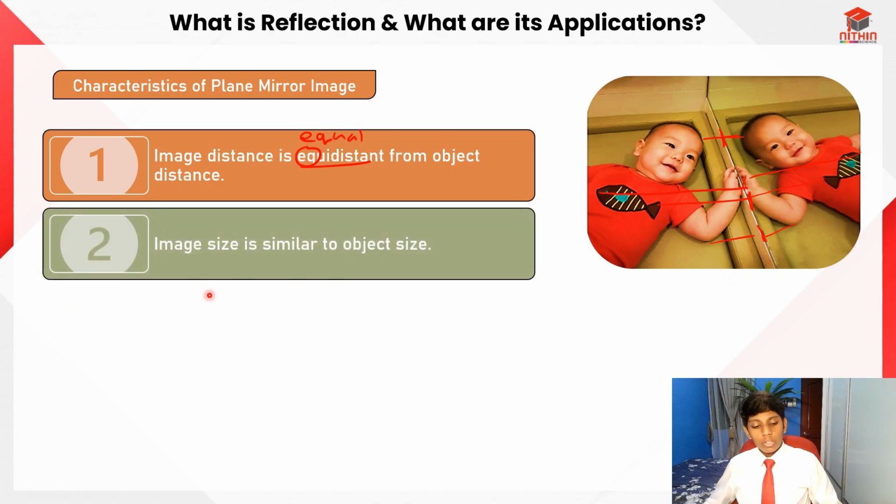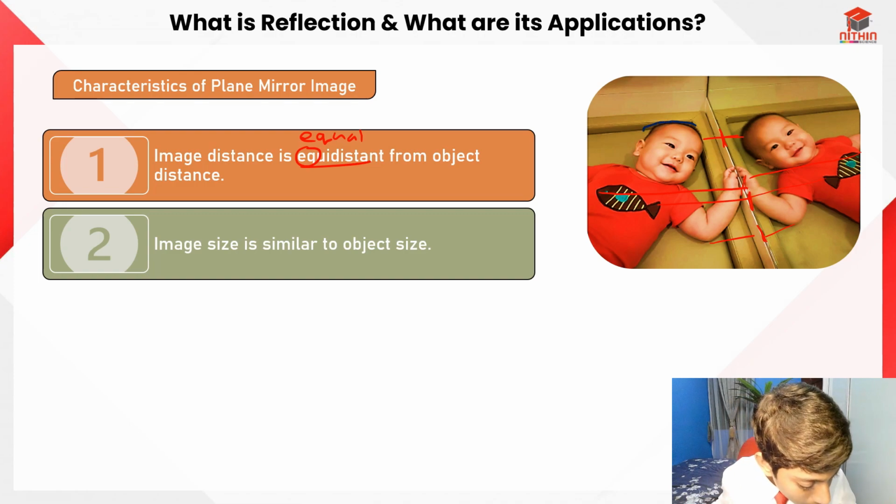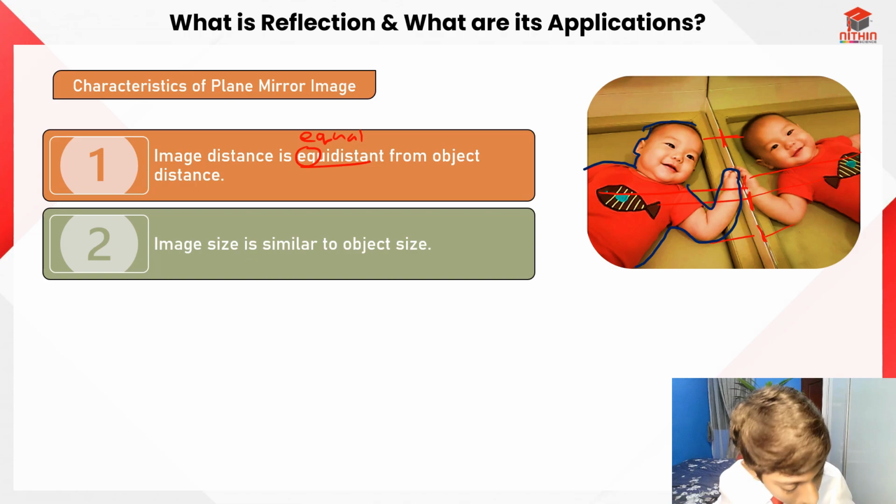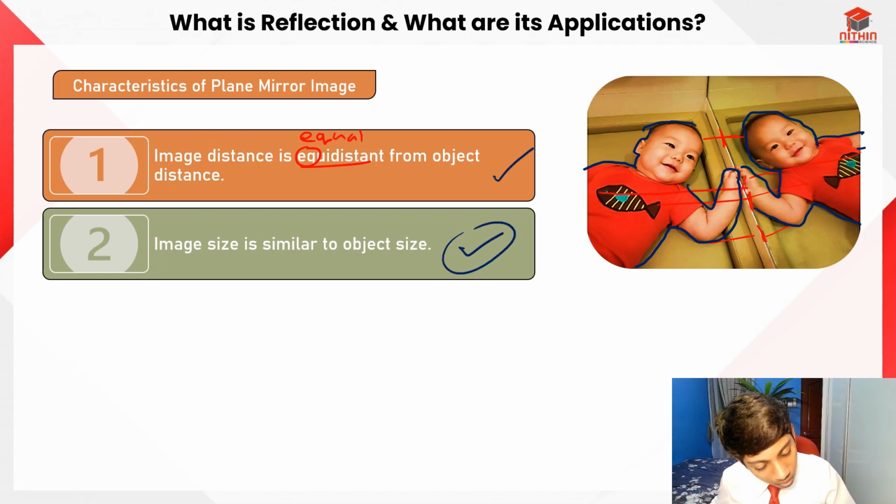Next, number 2, the image size is similar to the object size. We can see this baby over here, so this is the baby size. And here it should be similar. We can't see the rest of the hand, but as you can see, the baby size is really similar, the one that I've outlined in blue. So we can tick this as well. So this is correct and this is also correct.